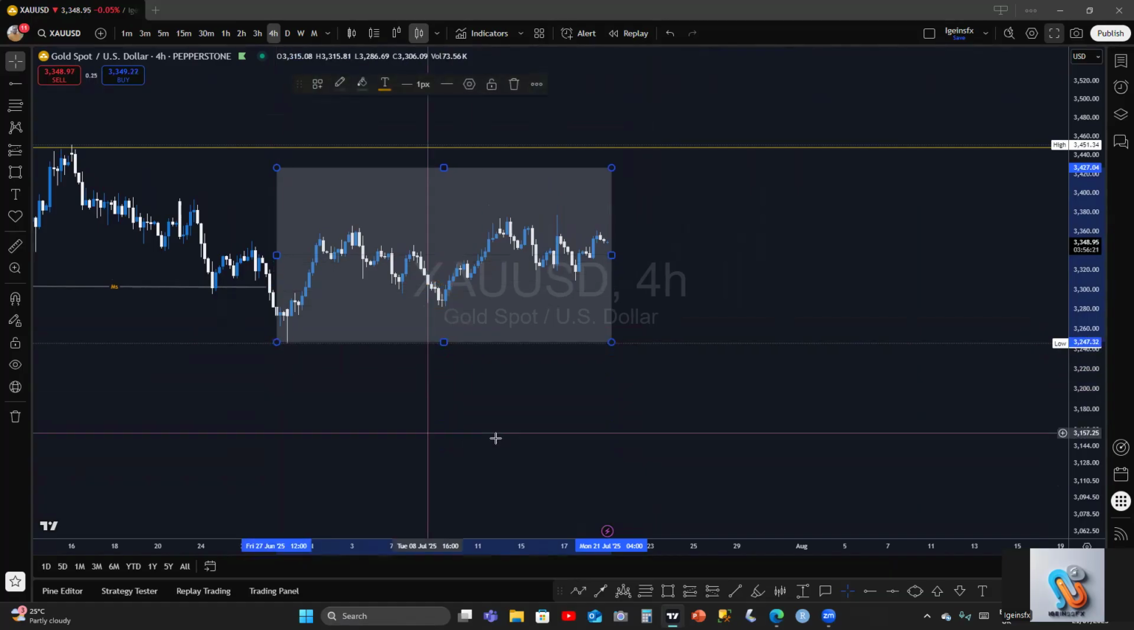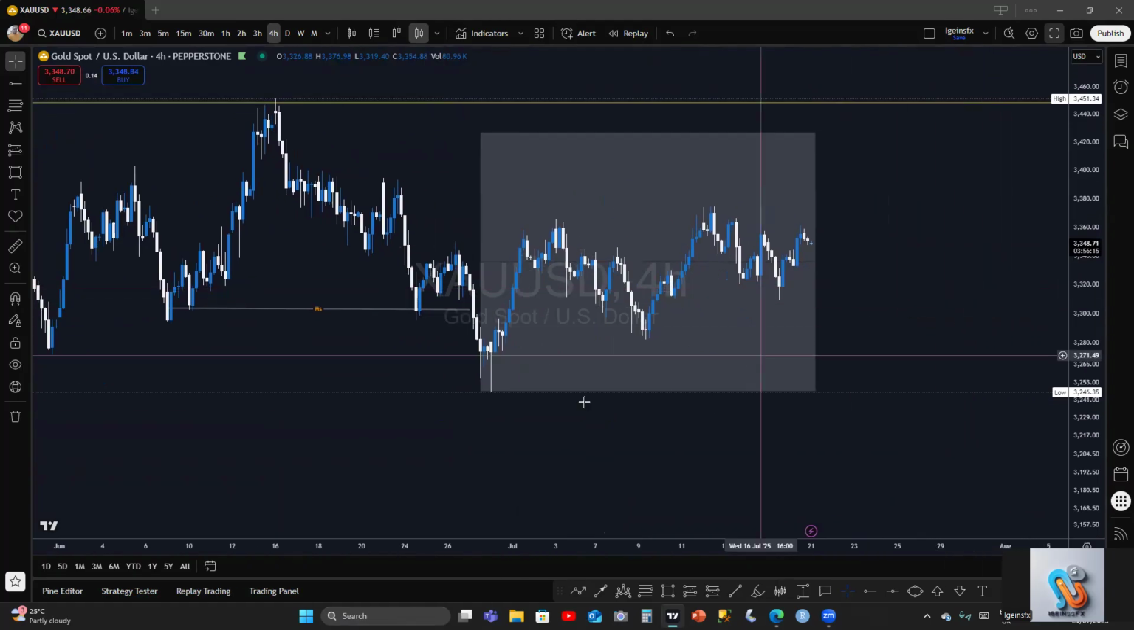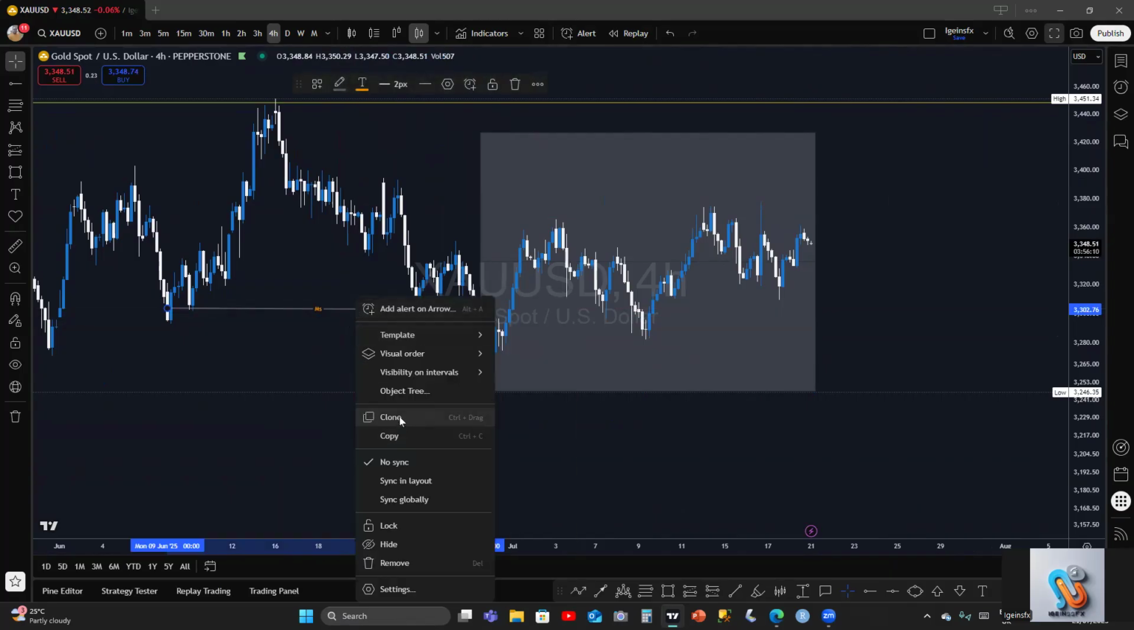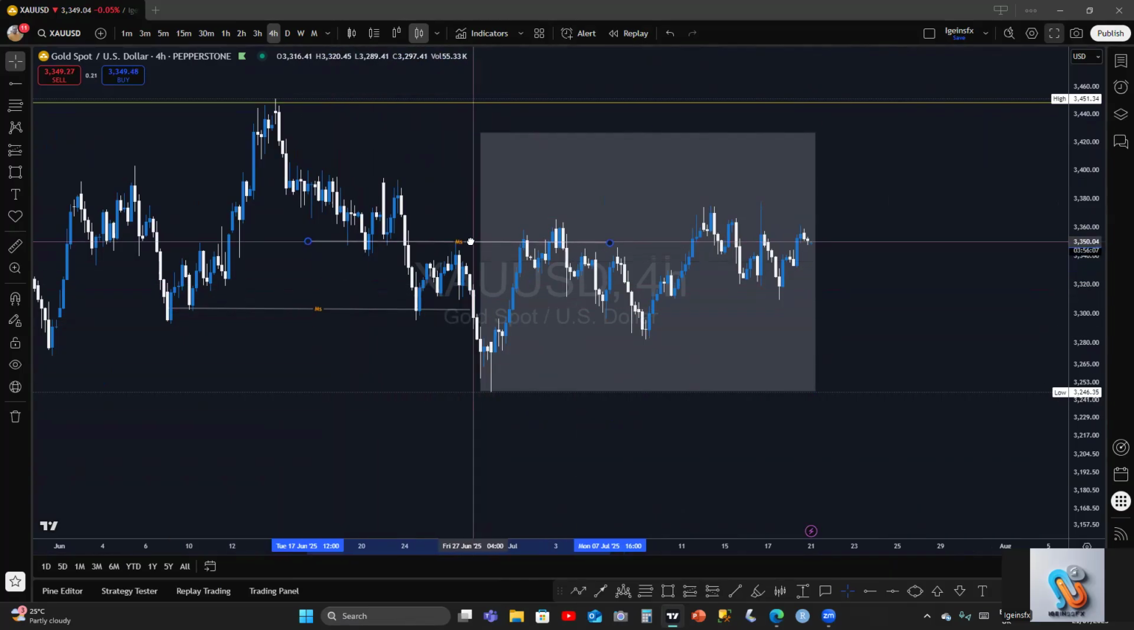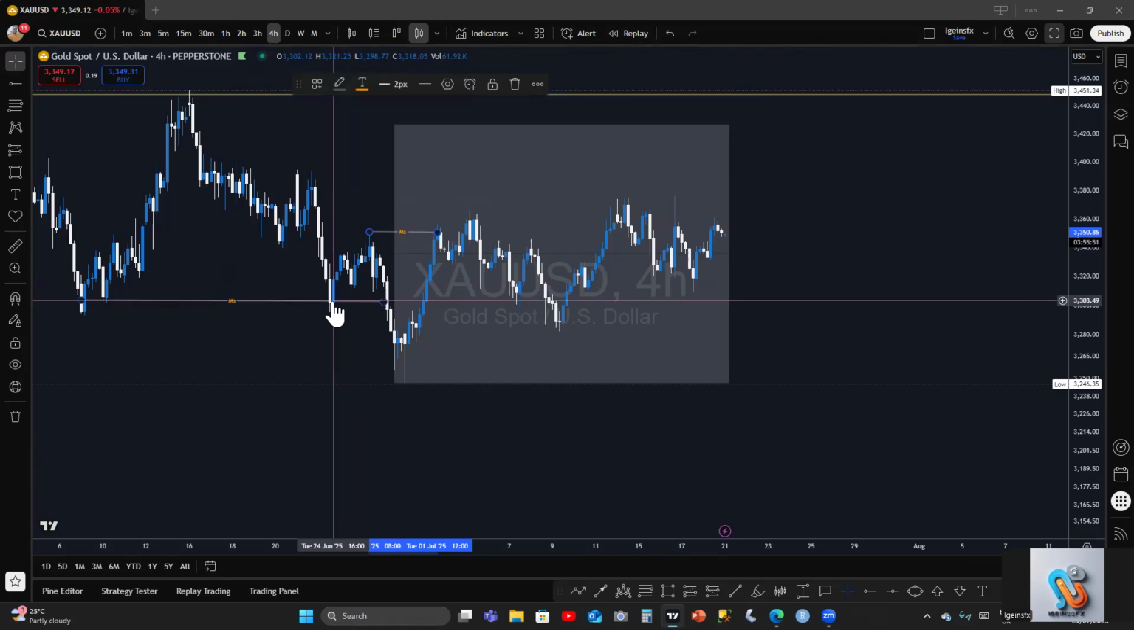Price is making its way to the upside. So here we experience another market shift. As you can see, we experienced another market shift because price created a resistance here and broke structure to the downside, right? Broke structure to the downside.